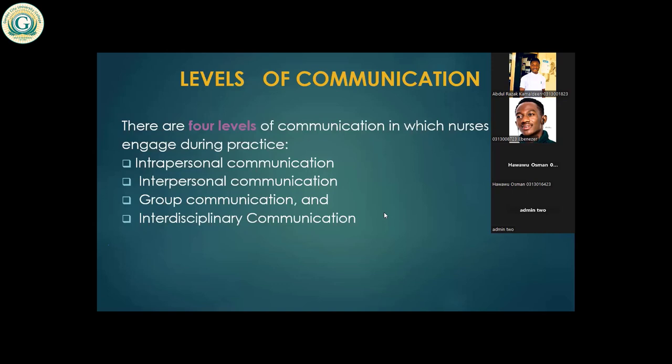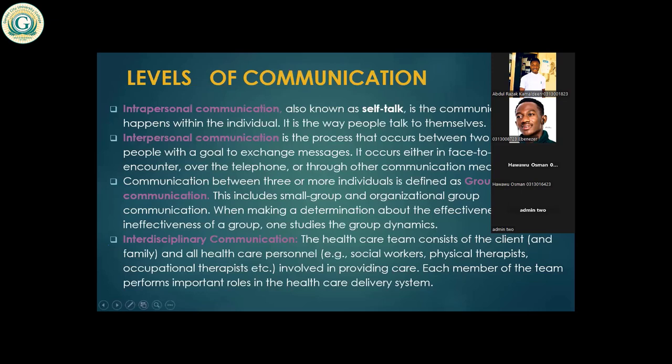So you are all right, as you said. Intrapersonal communication is also known as self-talk, and it's the communication that happens within the individual. It is a way people talk to themselves. Then interpersonal is a process that occurs between two or more people, as you rightly said. Then group communication includes small group and organizational group communication. Then interdisciplinary.